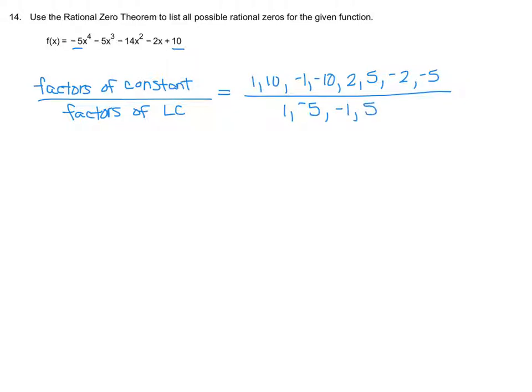Next, we'll divide each numerator by each denominator. And we'll just do this in a step-by-step process. So first look at 1, and we're going to divide 1 by each term in the denominator. 1 divided by 1 is 1. 1 divided by negative 5 is negative 1/5. 1 divided by negative 1 is negative 1, and 1 divided by 5 is positive 1/5.